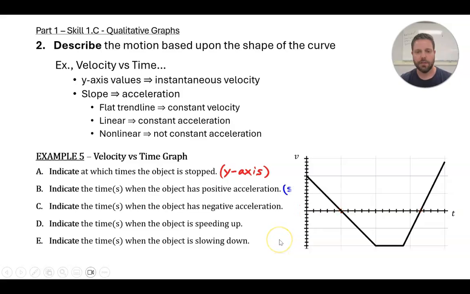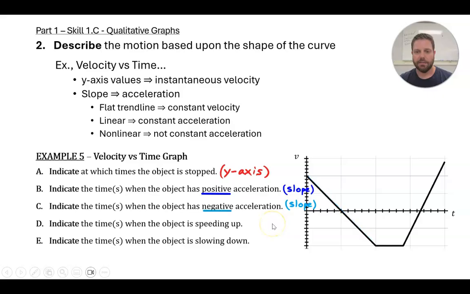If we switch now to looking at the acceleration, we're looking at slope. This wants a positive acceleration, so we'll be looking for where you have a positive slope. This is the only time where you have a positive slope, and therefore that's the only time that you have a positive acceleration. If we want the negative acceleration, that is also slope, and we just need where there's a negative slope, and of course that's going to be this first segment of this three-part graph.